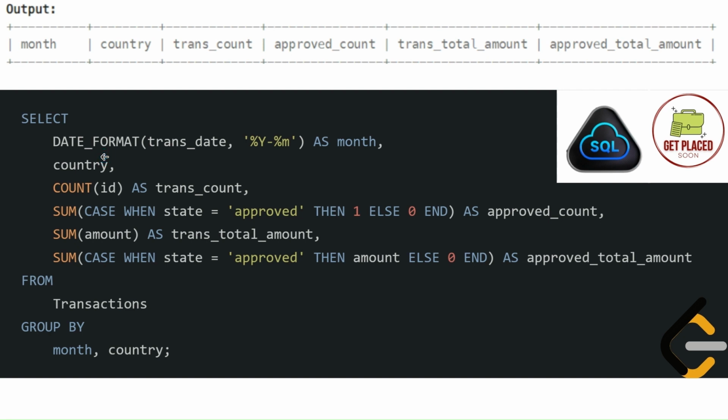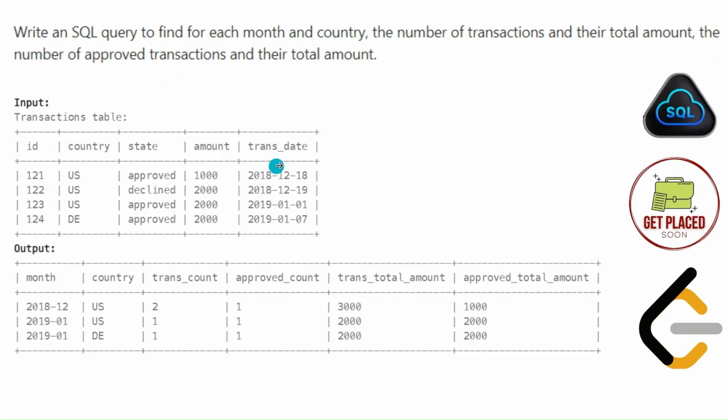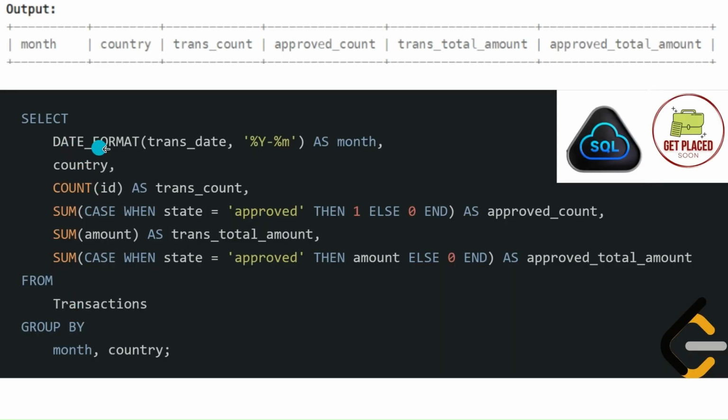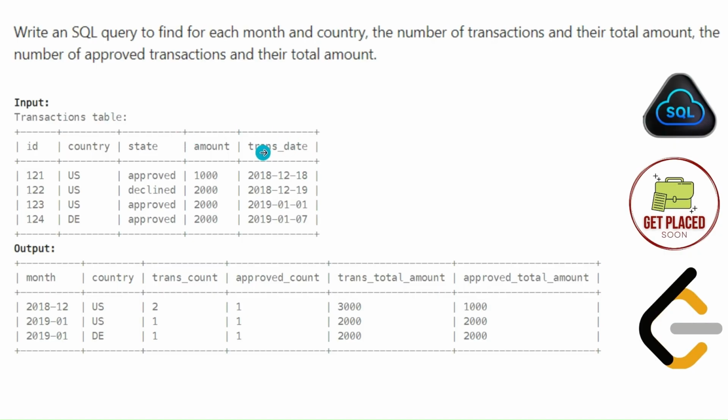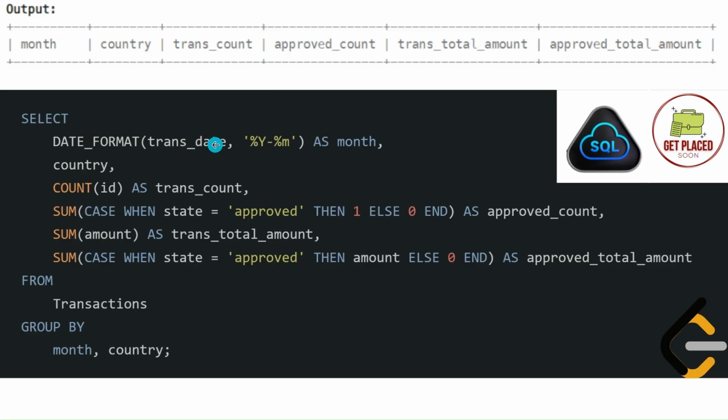Now let's see one by one how to calculate. Now the first column here we have is month. As I said earlier, year followed by month followed by date, but in the output we only need year followed by month. To do that, we have this function in SQL called date_format. The first parameter is the column name of the input. What is the column name of the input? trans_date, followed by whatever format we need, year followed by month. So this is how we get the output value.